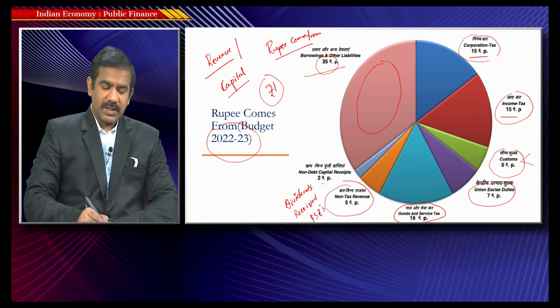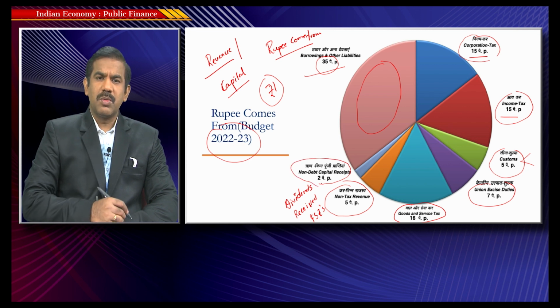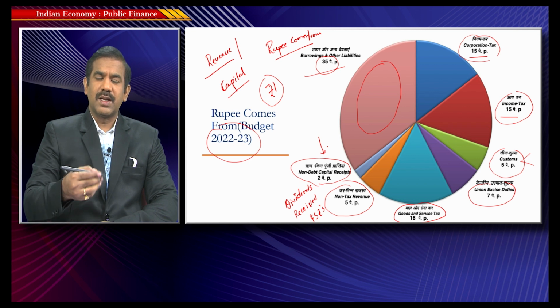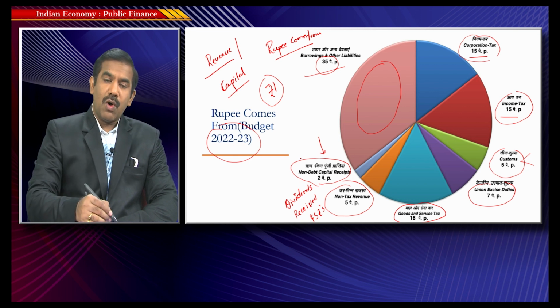And then approximately 2 paise comes from non-debt capital receipts. So what do you mean by non-debt capital receipt? You know what a capital receipt is? A capital receipt means something that doesn't recur or repeat. Then what is non-debt? A capital receipt which does not result in any liability upon the Government of India. One simple example could be loans repaid by the states, or another could be proceeds from disinvestment. That is a fine example of a non-debt capital receipt.